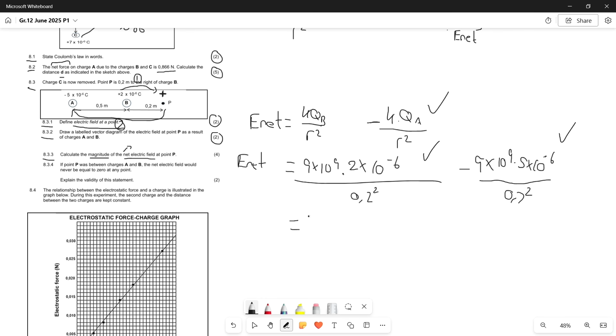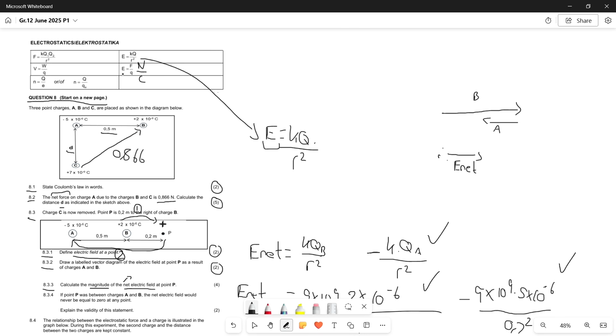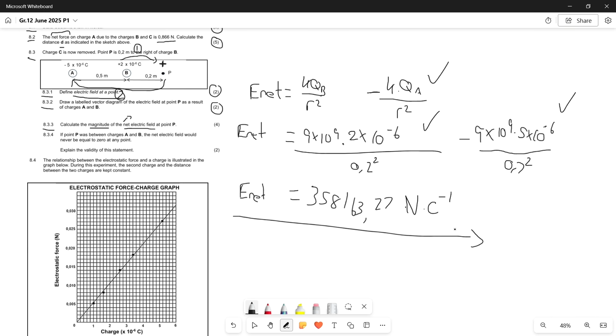Our 4th mark would just be to put all of this in our calculator and get our final answer for our E net, which means I'm just going to go ahead and do that on my end, and our final answer for our E net is 358,163,27. Cool, quite a large number. And then our units are N.C to the negative 1. Relating back to our initial formula where we got the definition, where we have F over Q, which is newtons over coulombs. So this is our final answer here for 8.3.3, earning us 4 marks.